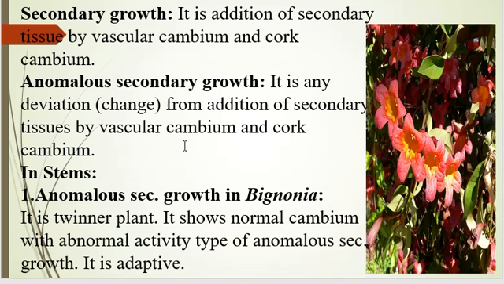Then anomalous secondary growth means it is any deviation or change from addition of secondary tissues by vascular cambium and cork cambium. That means at the time of addition, some changes occur in the secondary tissues and anomalous secondary growth is formed.